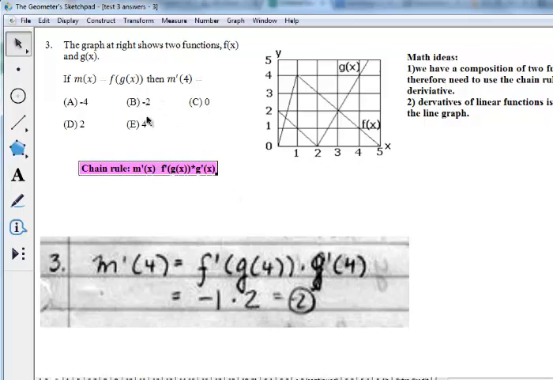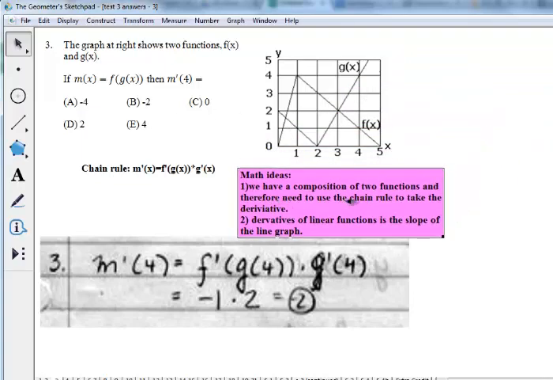So in one of the forms, the answer is B. The two math ideas that we were trying to get at here is that we have a composition of functions, therefore we need to use the chain rule to find the derivative, and the derivative of a linear function is the slope of the line graph. So if either of these two are the ideas that you weren't sure about, please indicate that on the survey.